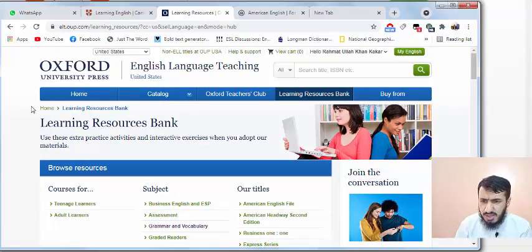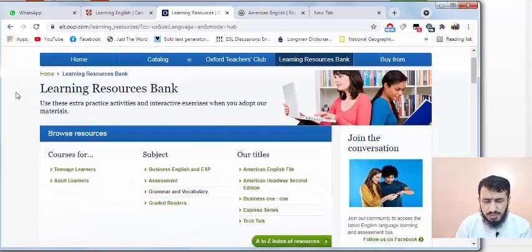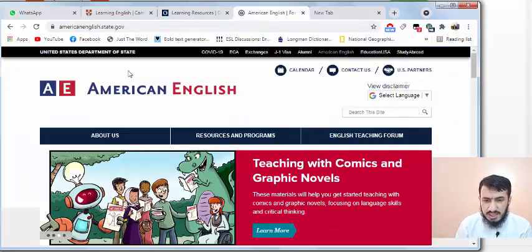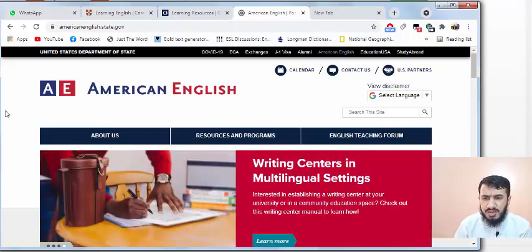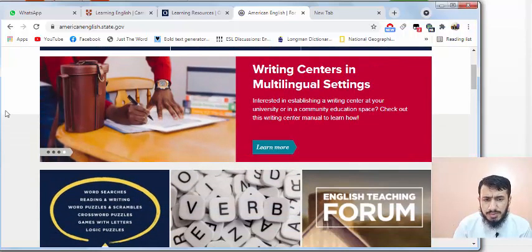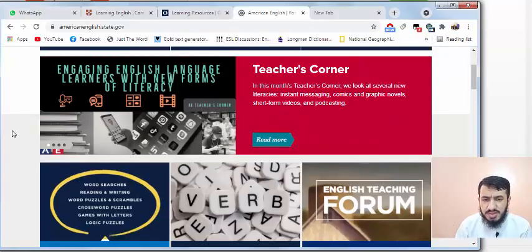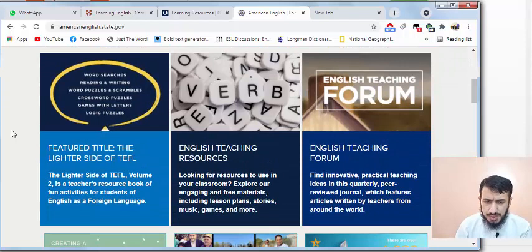And then this is the Oxford University Press website. On this website we can learn native speakers' English, and in this manner we can bring coherence between native speakers' English and the Indian subcontinent English. And when it comes to American English, this is the website I was talking about. They call it the English Teaching Forum. So these resources are the best resources.